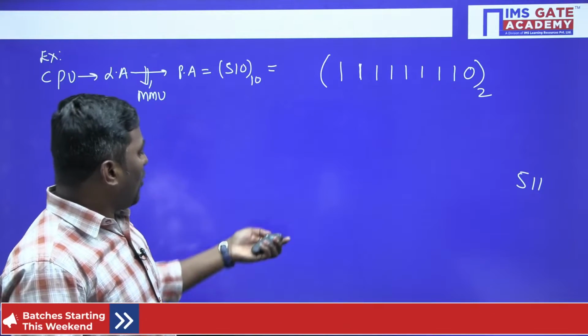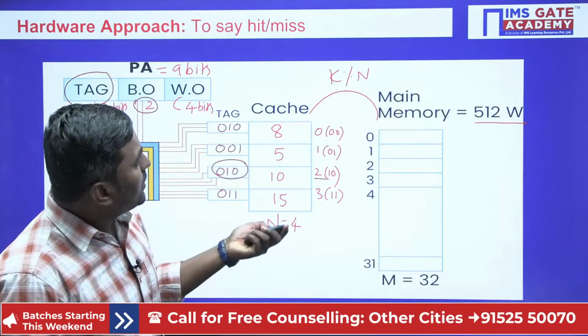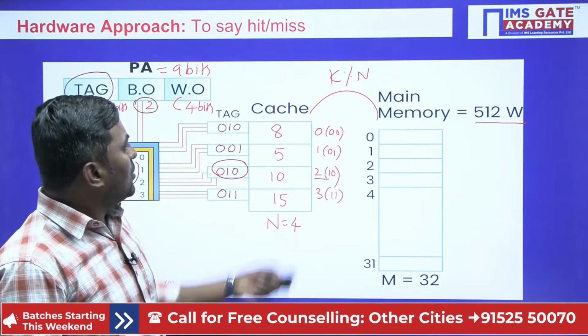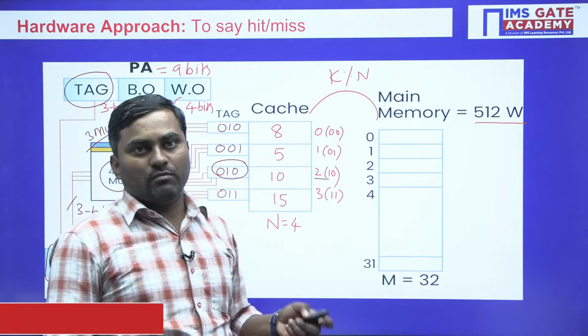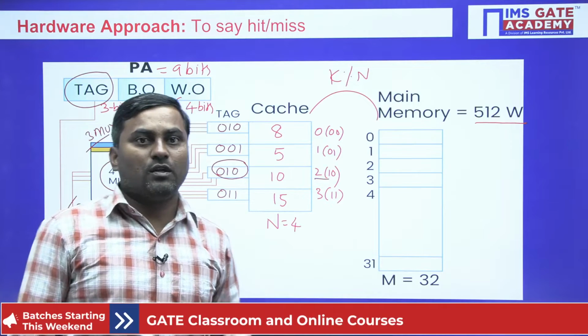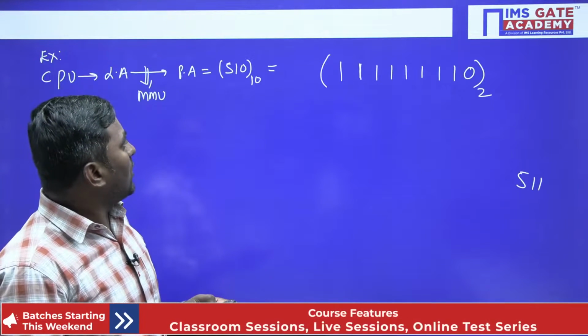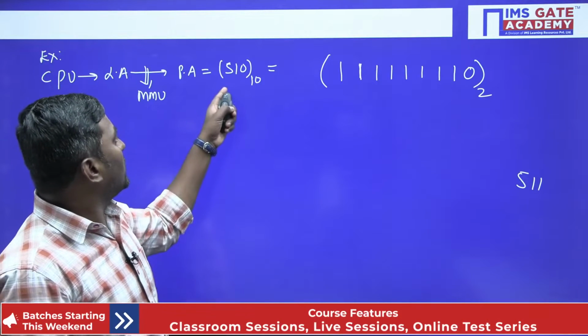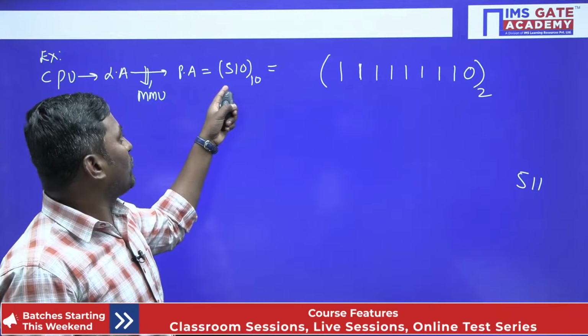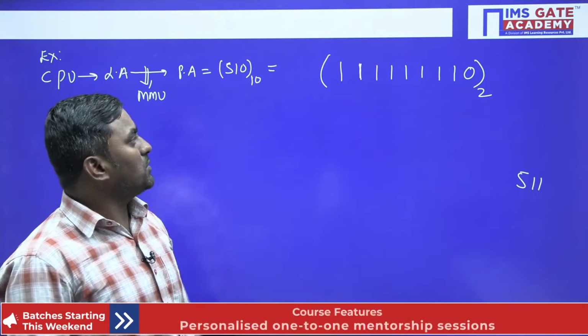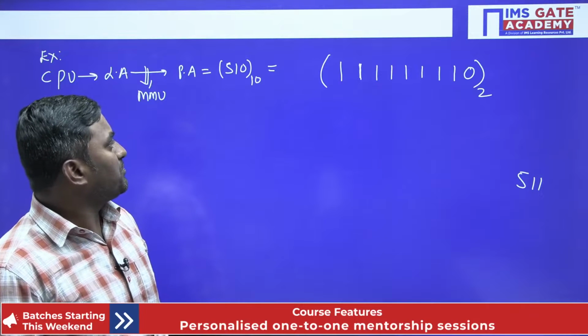Total how many words are there in my program? 512 words. So for the physical address 9 bits are required. If all 9 bits are 1, the last word will come. We need not 511, we need 510, which means the last bit is 0.